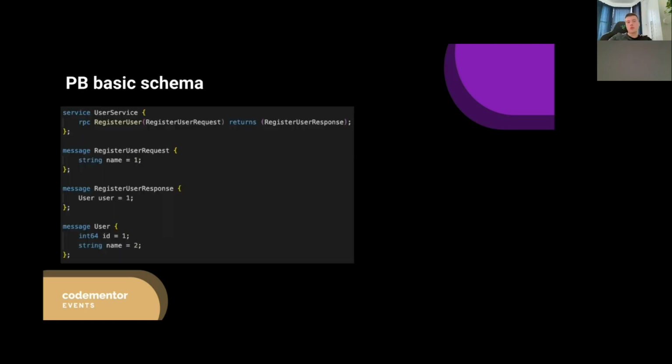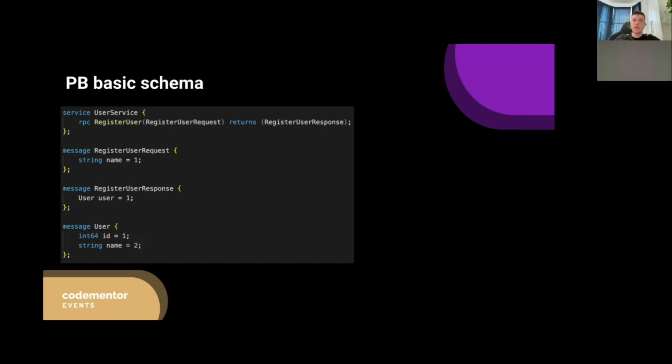So let's try to look into some basic schema of how the Protobuf file of the service that you will write will look like. We can see that basically we have 4 parts. The first one is the service by itself, and in our case, it's just the user service. And it has a definition of some procedure, function, endpoint, whatever you want to call, which is register user, which actually has the definition of the request and the response.